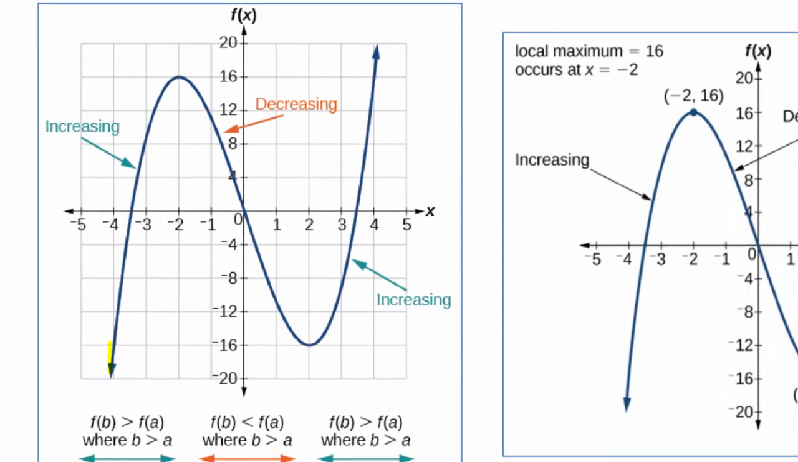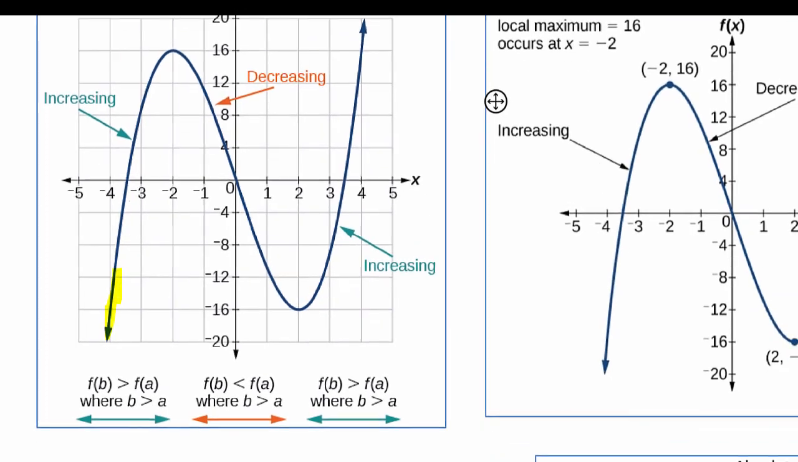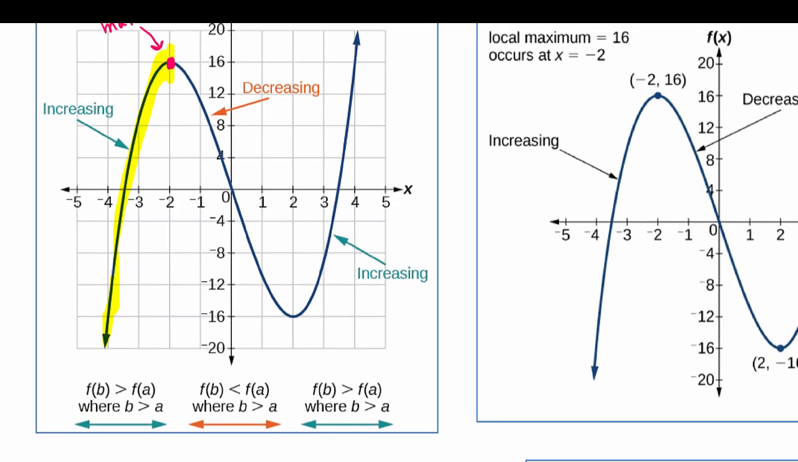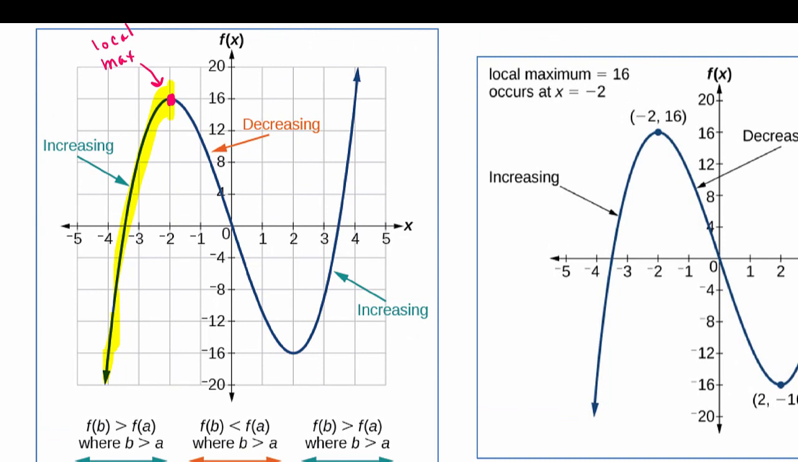We've got a graph that's labeled where it is increasing and decreasing, and you can see here that increasing happens here on the left hand side until it reaches this point right here, and that point where the graph turns and then goes back downhill, that's called a local maximum. That's a local maximum, and it is occurring in this equation at the point -2, 16.